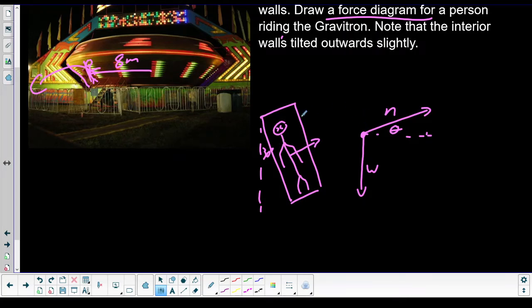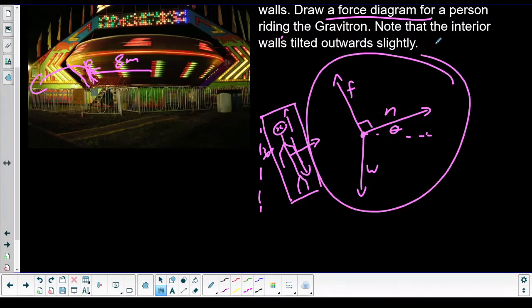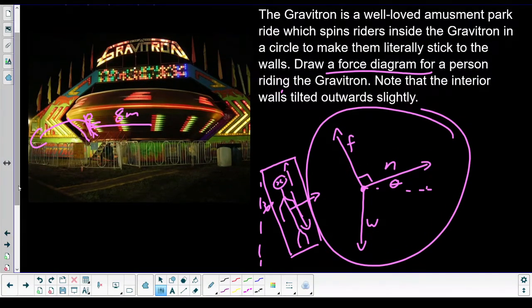Friction would be parallel to the mat. If we weren't going in a circle and you just threw yourself at the mat, you would slide that way. So friction is going to push that way. We're going to put friction like this, and it's at a right angle to our normal force. And this, I feel comfortable, would be our force diagram for the person in here. Yeah, pretty cool.